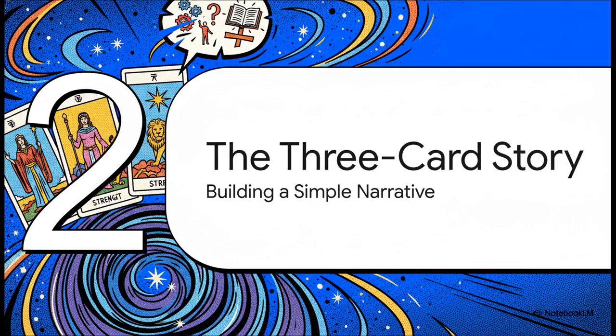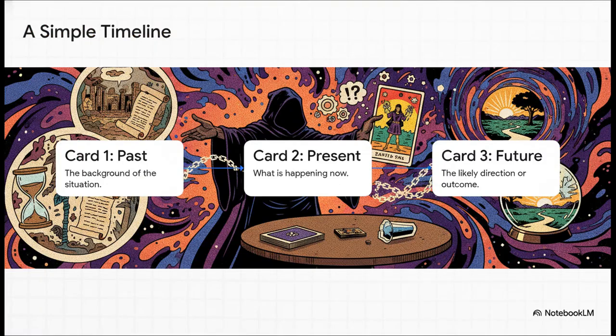Okay, so once you've got the hang of that, let's build on it. We're moving from a single card to a 3-card story. This is one of the most versatile layouts out there, and it's where the storytelling really starts to come alive. The classic 3-card spread is all about creating a simple timeline. Card 1 gives you the context, right? The past events that got you here. Card 2 is like a snapshot of what's happening right now. And card 3 points to the potential future, the direction things are heading if the current energy just keeps going.